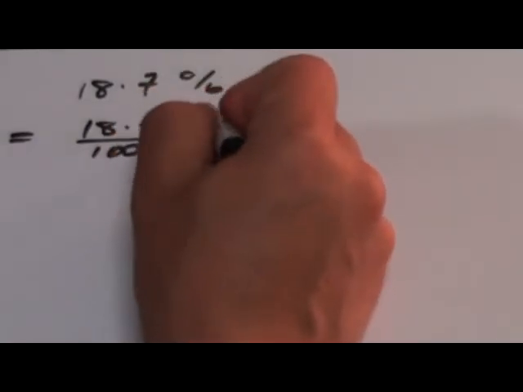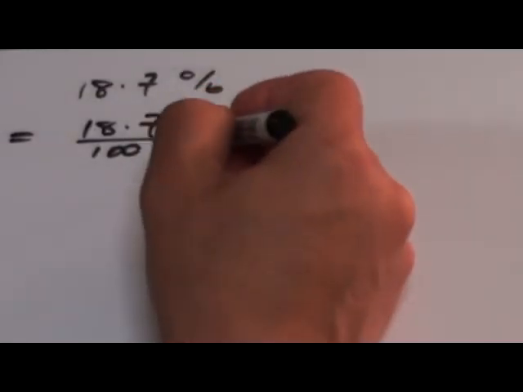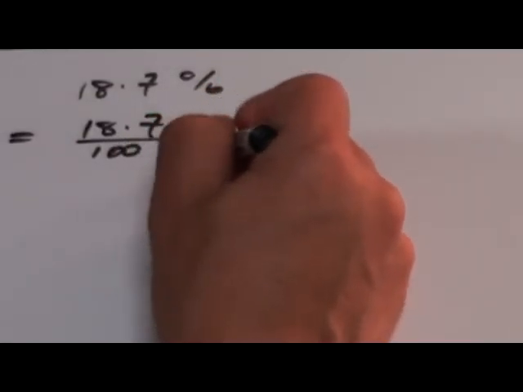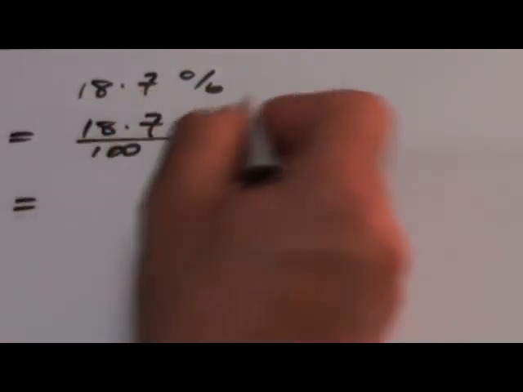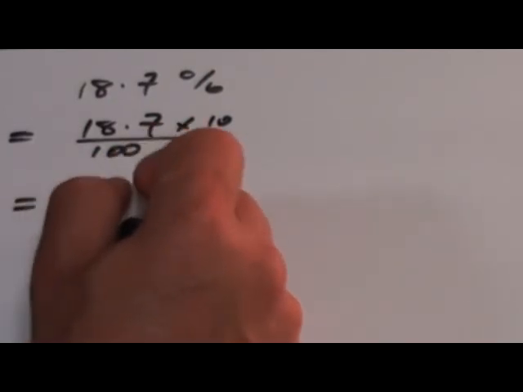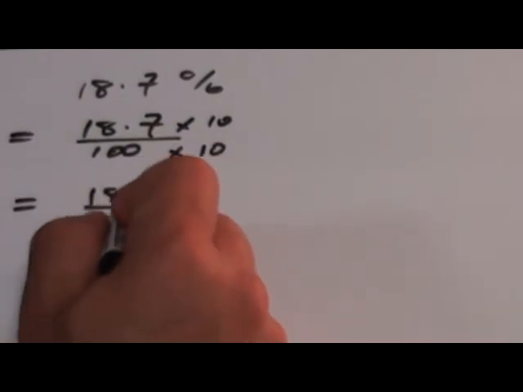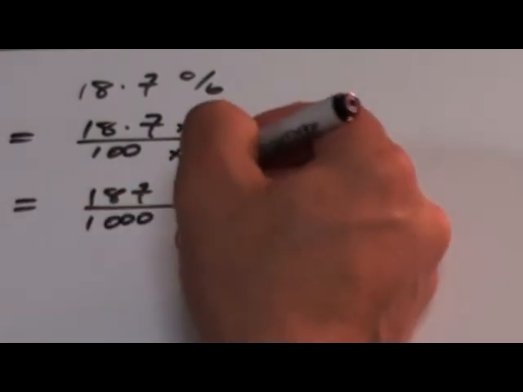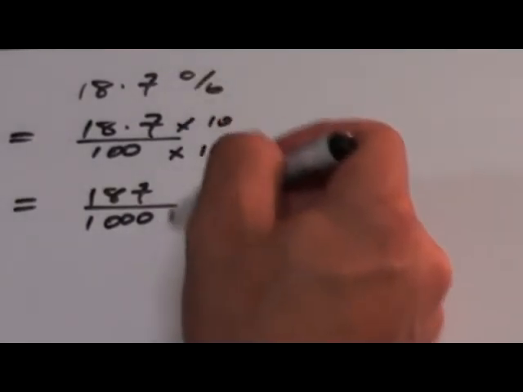So what I can do is I can multiply the top by 10, because by multiplying the top by 10 I can move the decimal point one place to the right, and whatever I do to the top I've also got to do to the bottom. So now I've got 18.7 times 10 on top, which becomes 187, and on the bottom 100 times 10, which is 1000. Now I've gotten rid of the decimal point, I've got a fraction.